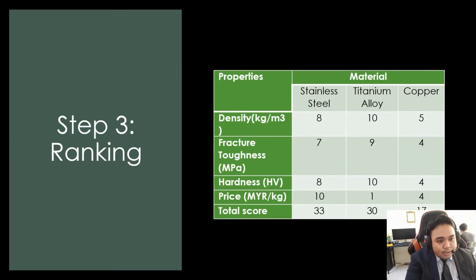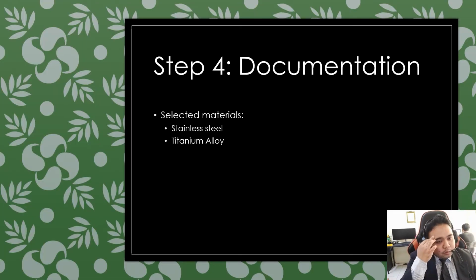The third step is ranking. After screening, the 3 materials that will be ranked are stainless steel, titanium alloy, and copper. These 3 materials will be ranked based on the properties: density, fracture toughness, hardness, and price. The materials will be ranked on each property using a scale of 1 to 10. After totaling all of the scores, we go to step 4, which is documentation.